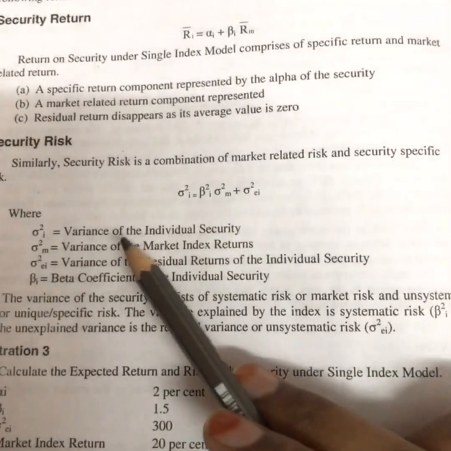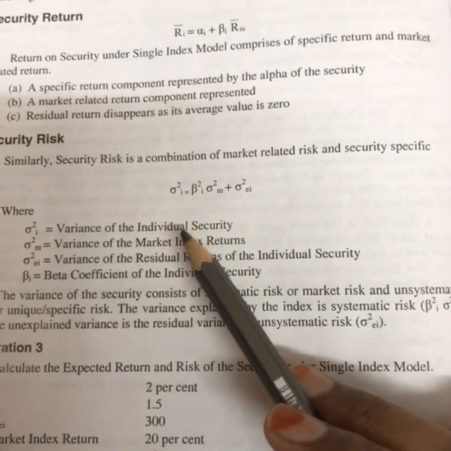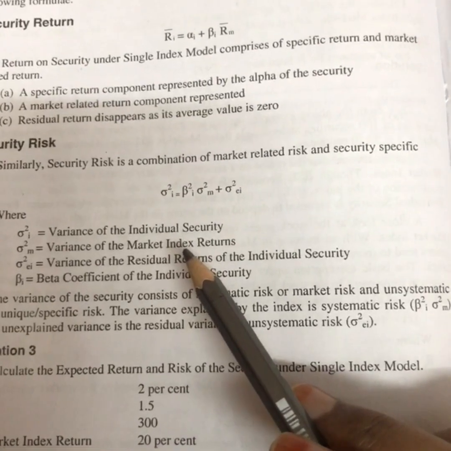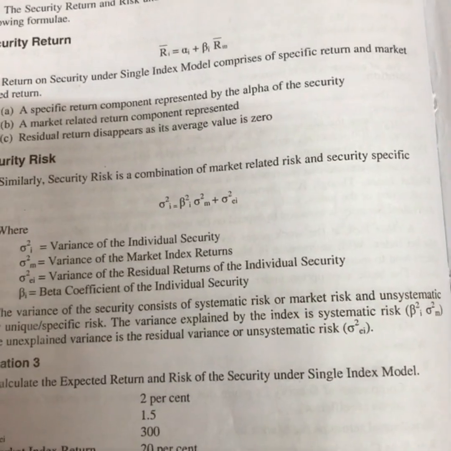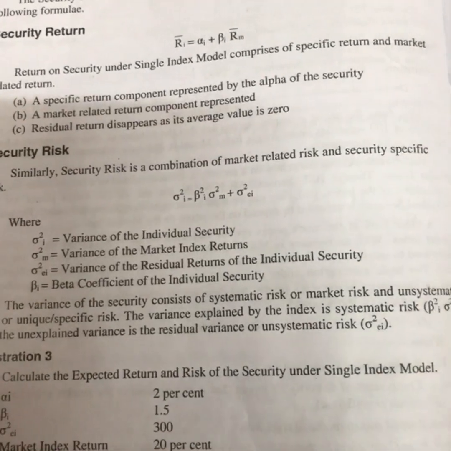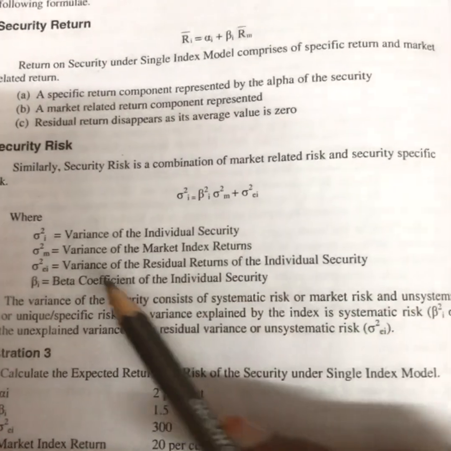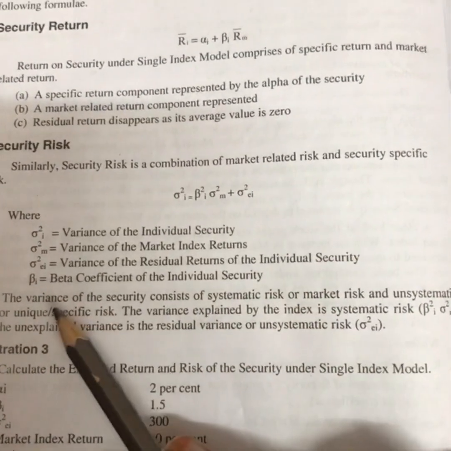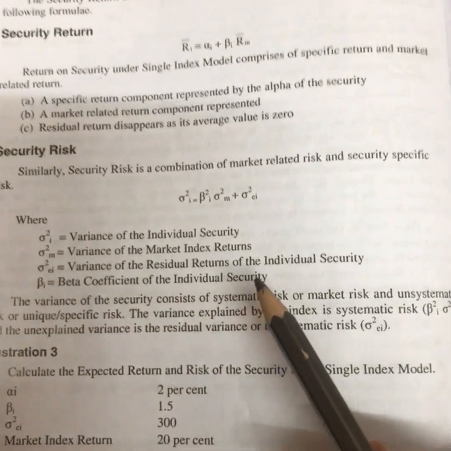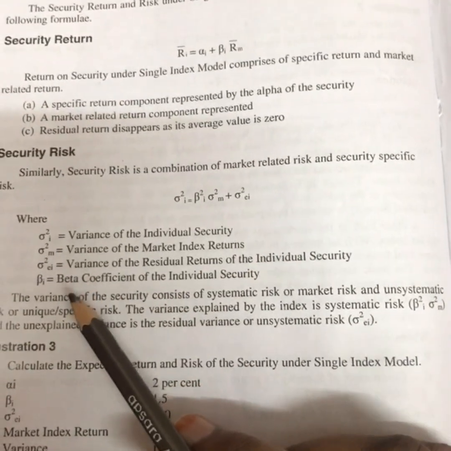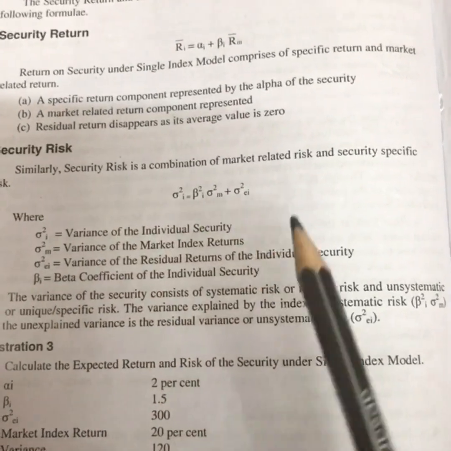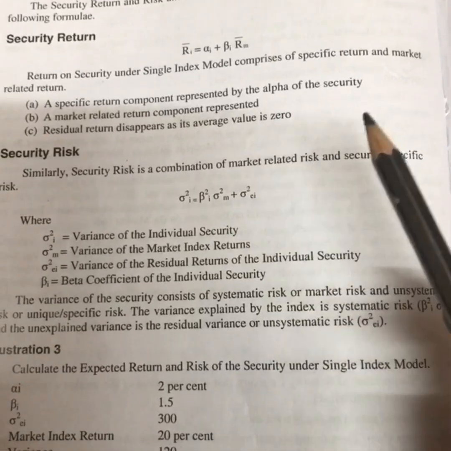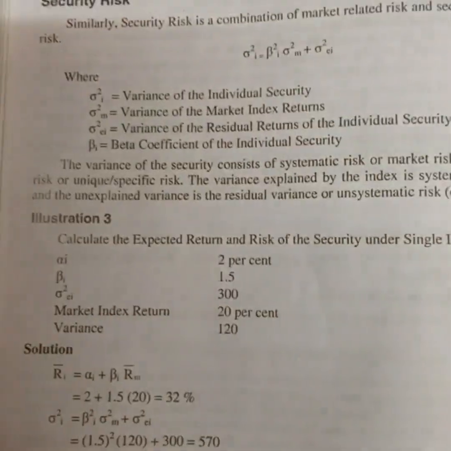Variance i is the variance of the individual security, where i is the individual security. Variance M is for the market index return, because the Sharpe index model studies the relationship between the market index and the individual security. Ei is the residual return of the individual security, and beta is the beta coefficient of the individual security. Girls, if you remember, under the risk chapter we studied the beta coefficient. Beta coefficient is purely for systematic risk. Systematic risk means a risk which we cannot diversify.